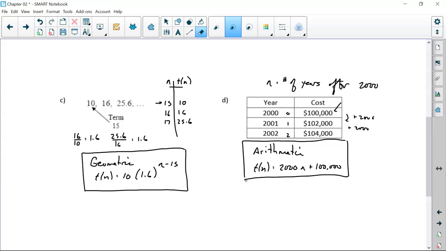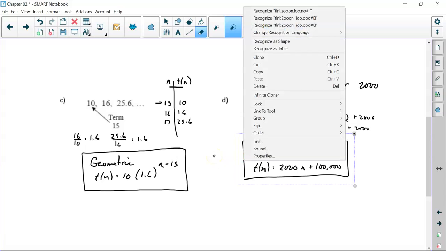All right, thank you. Keep in mind, arithmetic sequences are linear. Geometric sequences are exponential. Linear, we're adding the same amount each time. Exponential, we're multiplying by the same number each time.